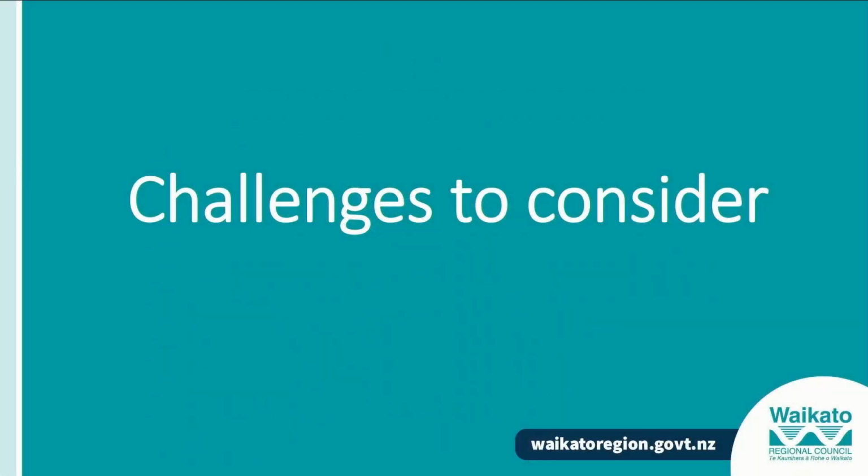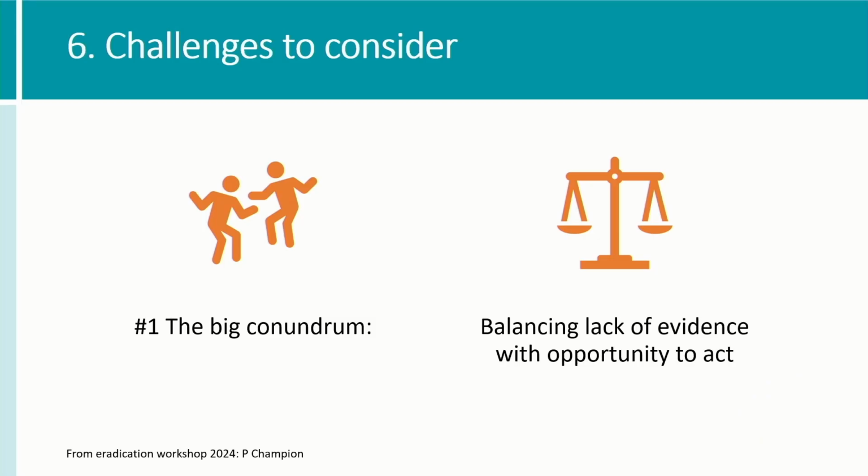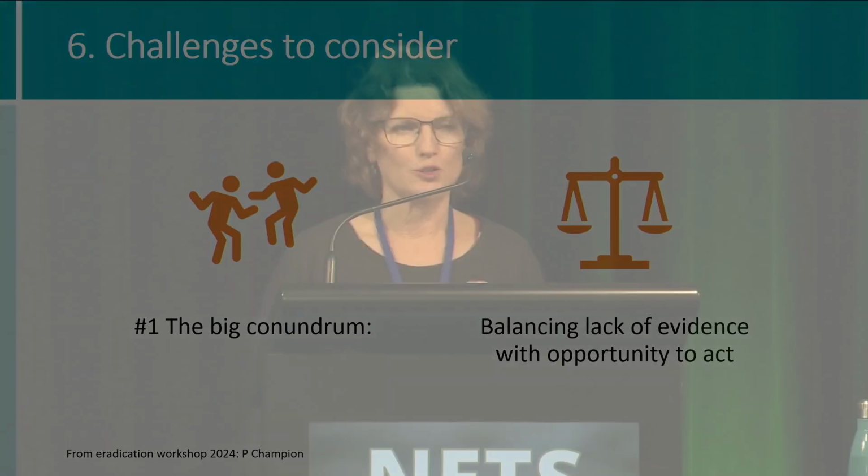And here's Kerry's view on some challenges to consider moving forward. I shamelessly stole this from Paul Champion, and if any of you were at last year's NETS at the eradication workshop, you'll remember this, the big conundrum. How to balance lack of evidence that you're going to have a problem with the opportunity to act. And that is the really tricky line. Which pest could be your alligator weed? Because you've all got one.